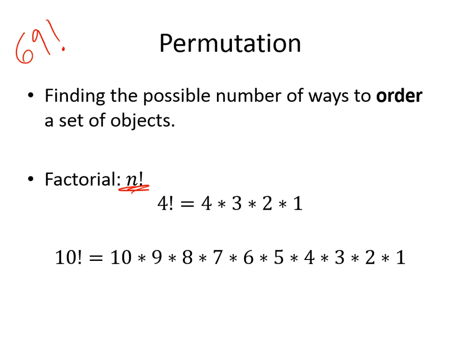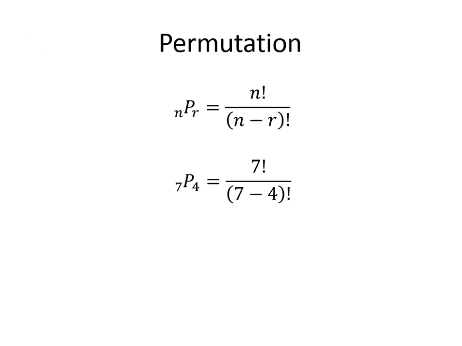So in a permutation, the order matters. Now here is the actual permutation formula: nPr. n is always the larger number, r is the smaller number, and you'll go n factorial all over (n minus r) factorial. Now you do not distribute this factorial. You do the subtraction first, and then you do the factorial of it. And what this example would be saying is, I've got 7 books on my shelf. How many ways can I order 4 of them?